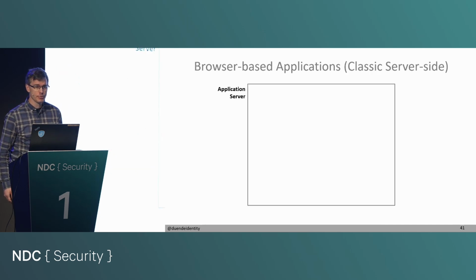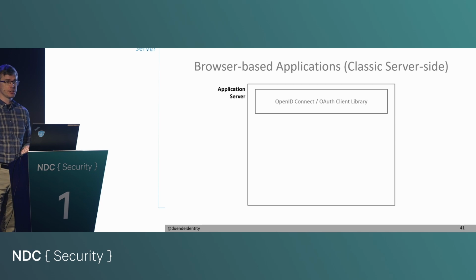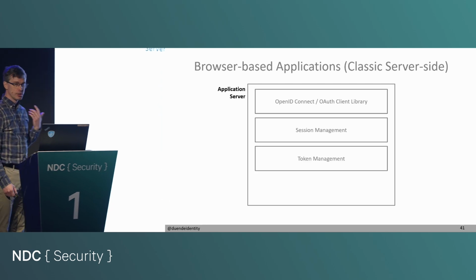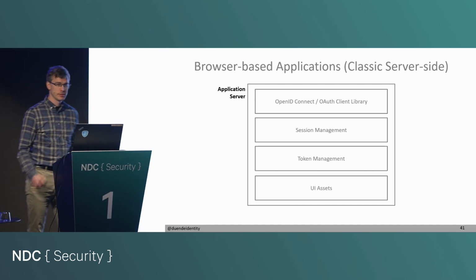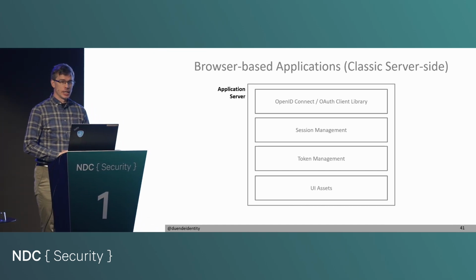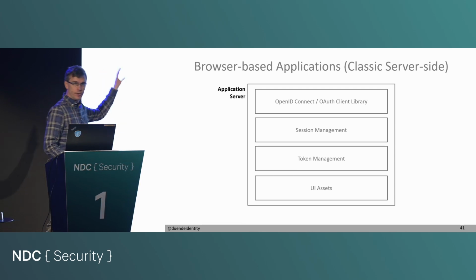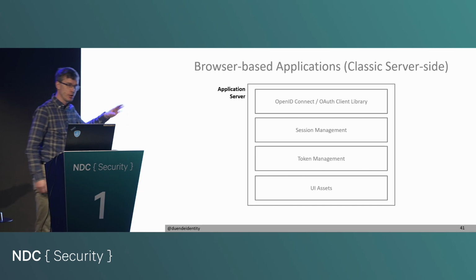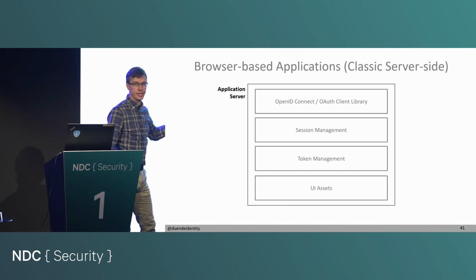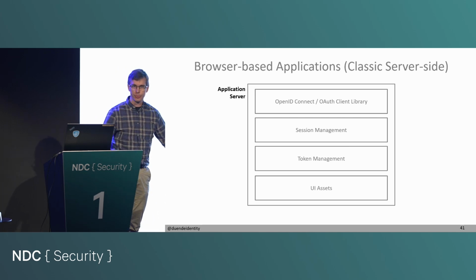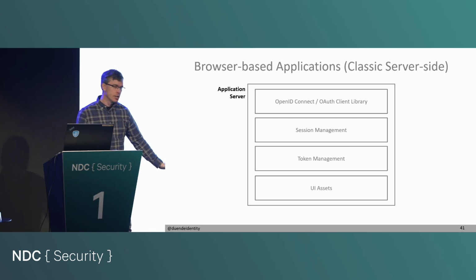If we first look at browser-based applications, the classic server-side application contains an OpenID Connect or OAuth client library, session management, token management, UI assets. So all of this runs on the server. It's a confidential client, and the tokens stay on the server in the data center, out of reach from cross-site scripting, rogue plugins in your browser, etc.